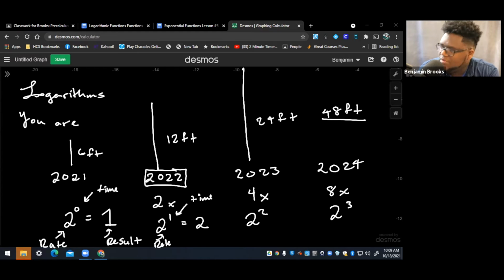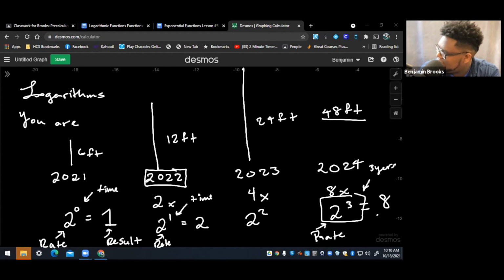So how could we rewrite 2 cubed or rethink about this one? What's the rate here? I'm doubling each year. What's the time? 3 years. What is the result? 8 times as big as when I started. Everybody following me so far? Yes, I do want you to write rate, time, result. These are the 3 key factors to an exponential, right?